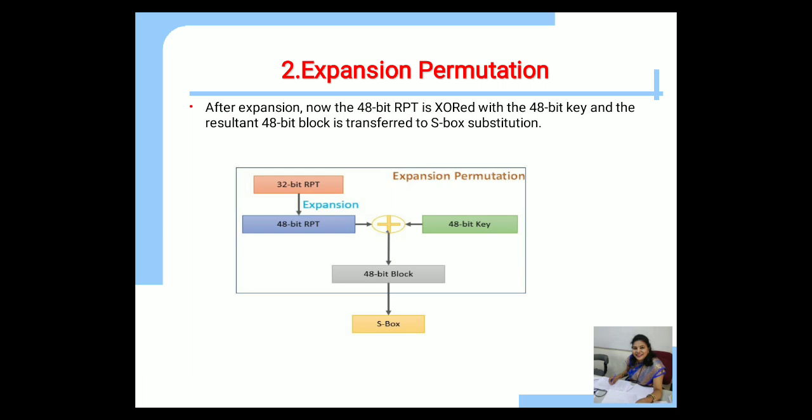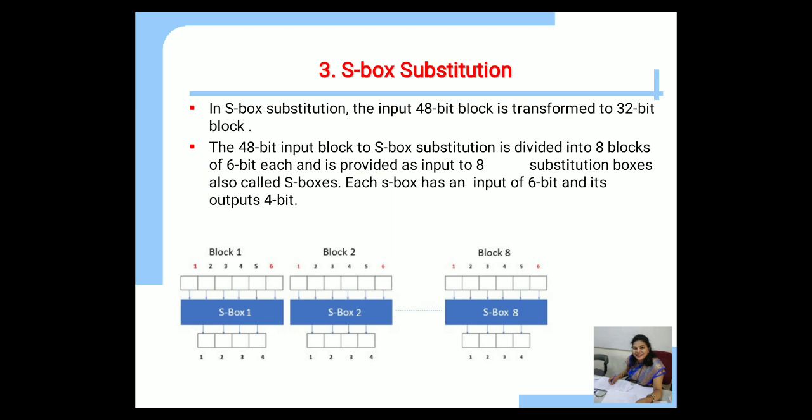After expansion, now the 48 bit RPT is XORed. We are going to perform the XOR operation with the 48 bit key that we get in the key transformation, and the resulting 48 bit block is transferred to the S box transformation. So we now perform XOR on the 48 bit RPT and the 48 bit key, and this output is going to the S box.